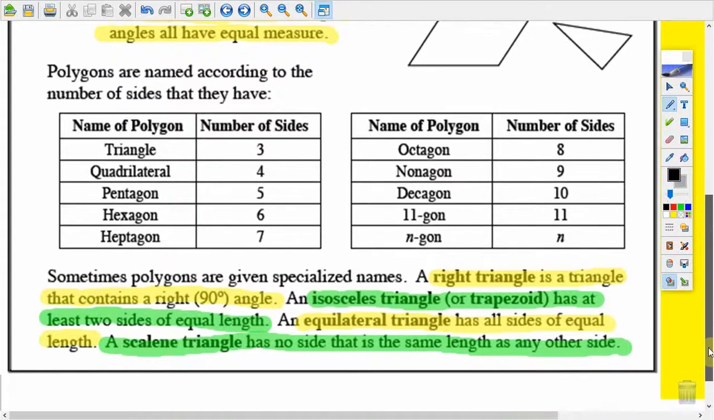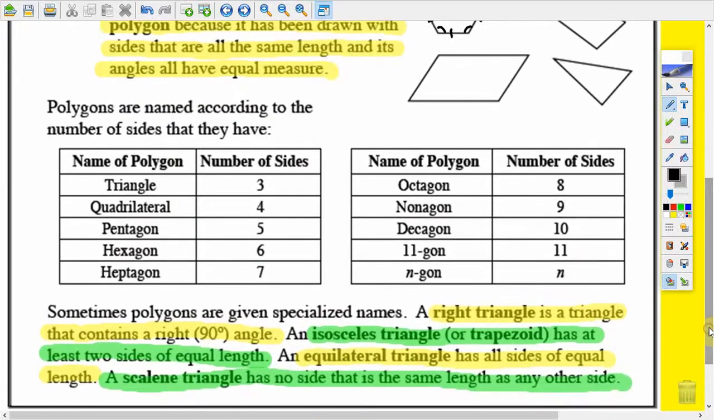Polygons are named according to the number of sides they have. So I would suggest right now that you pause the video and write these down. Some of them you probably know, others you may not. I'll make a special comment here on the n-gon, which is to say that basically after 12-sided figures we get lazy and just put a number with the gon at the end. A 12-sided figure, by the way, is called a dodecagon. It's not on this list.